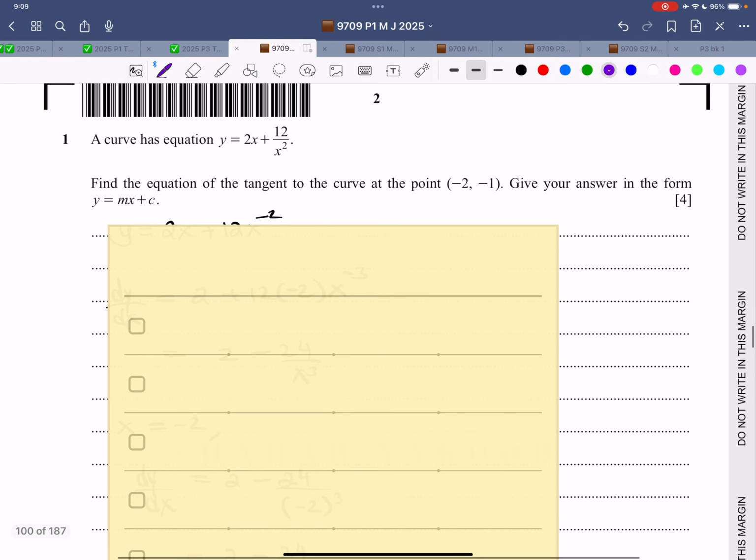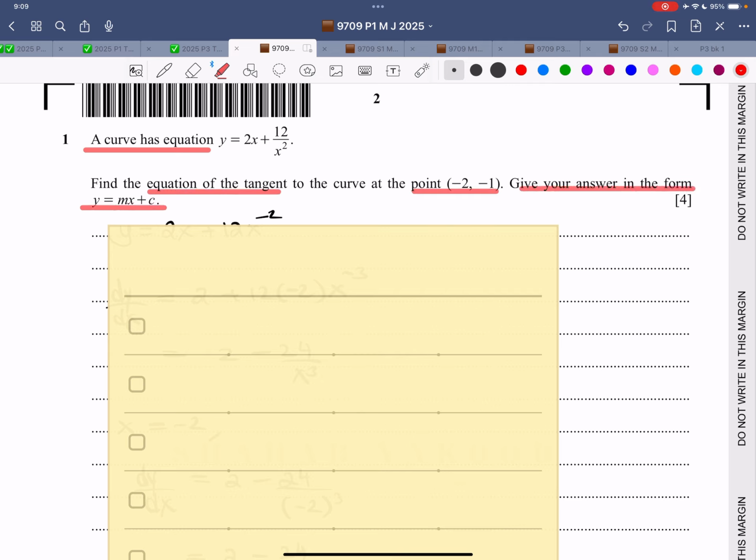So now let's look at question number 1. Question number 1, it says a curve has this equation. Let me highlight it. A curve has this equation such and such. Find the equation of tangent to the curve at this point. Give your answer in the form y is equals to mx plus c. So now this is about differentiation and it's about basic coordinate geometry. So let's get started with this idea.